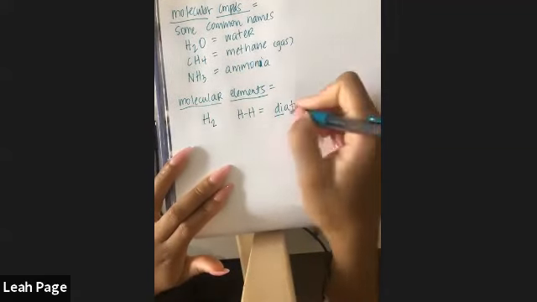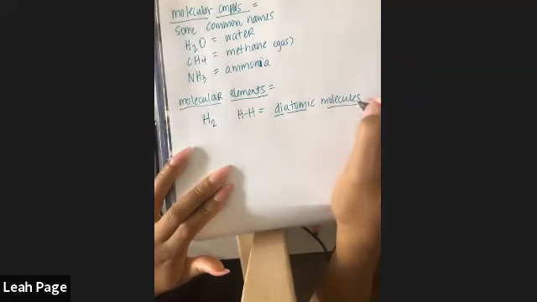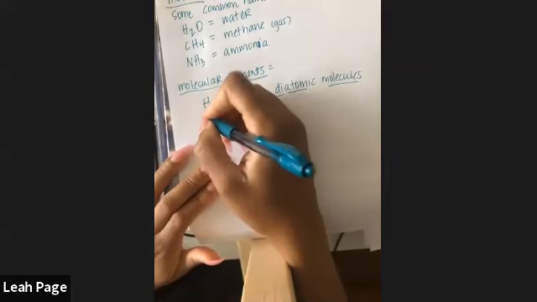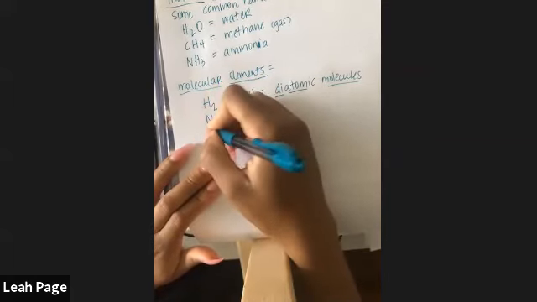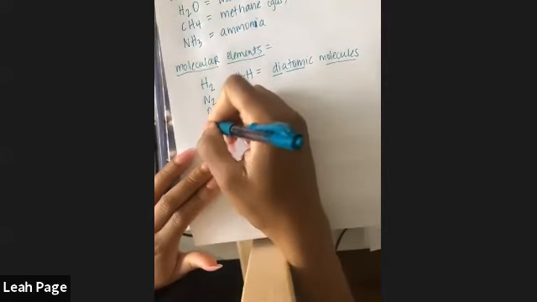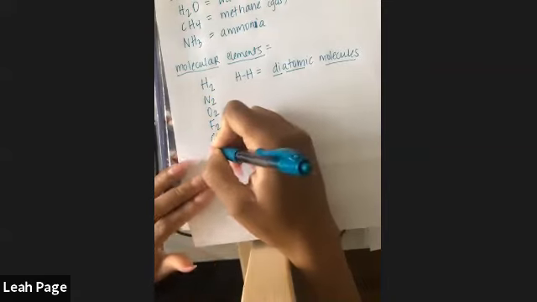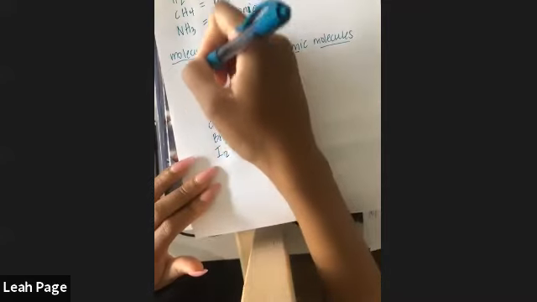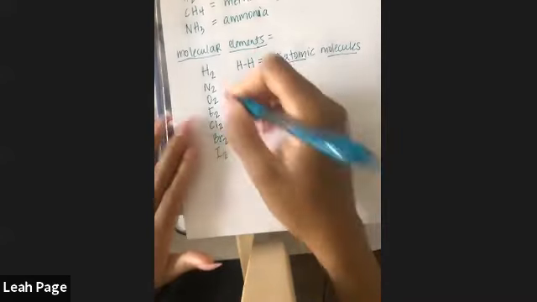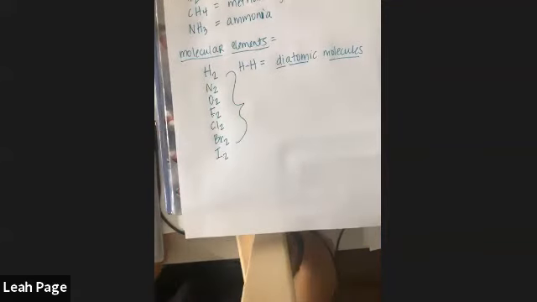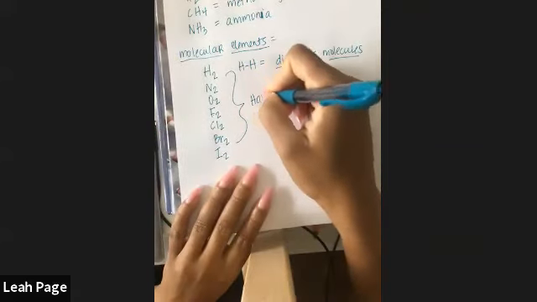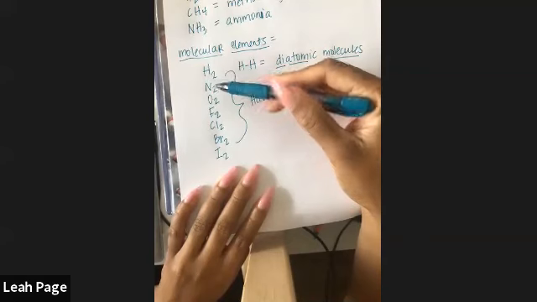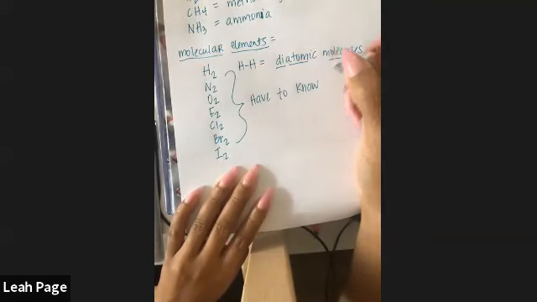So di means two atoms in the molecule. So diatomic molecules, there's 7 of them. It's hydrogen, nitrogen, oxygen, fluorine, chlorine, bromine, and iodine. So 1, 2, 3, 4, 5, 6, 7. You guys got to know these. Just put a big star next to them. You have to know these. You have to know that whenever you see something that says hydrogen gas, you don't just write H, you have to write H2.